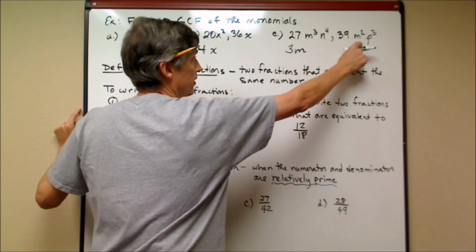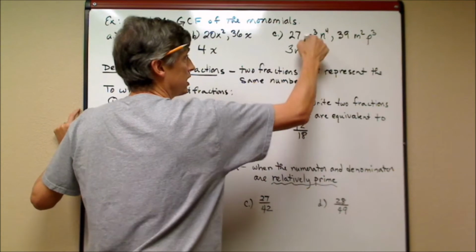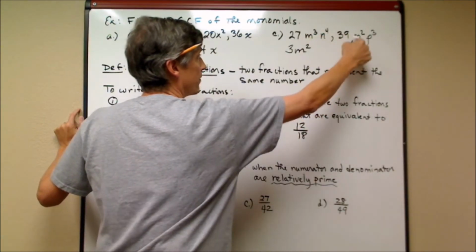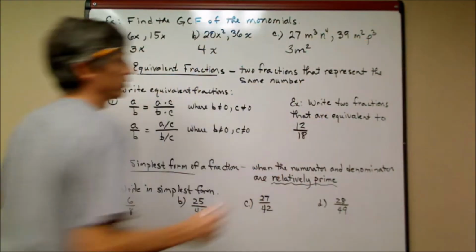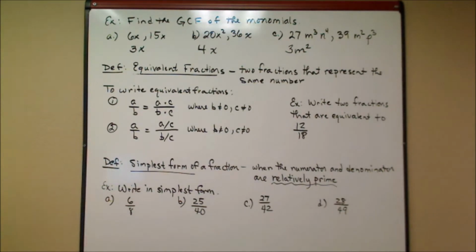Right? You see that? So 2 is the lesser of the 2. That's what they both have in common. They both have at least 2 factors of m. So 3m squared would be my GCF. You can have a GCF that has more variables, but in that last example, we only had the one variable that was common to both monomials there.